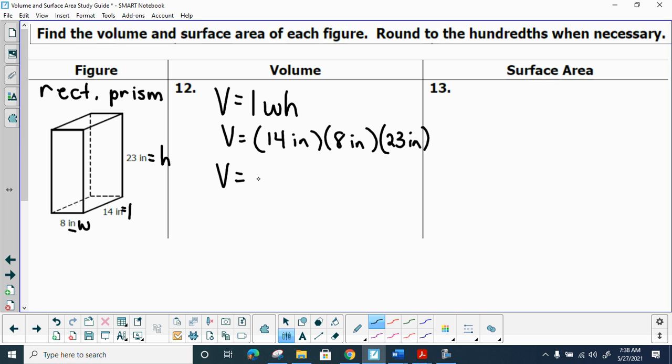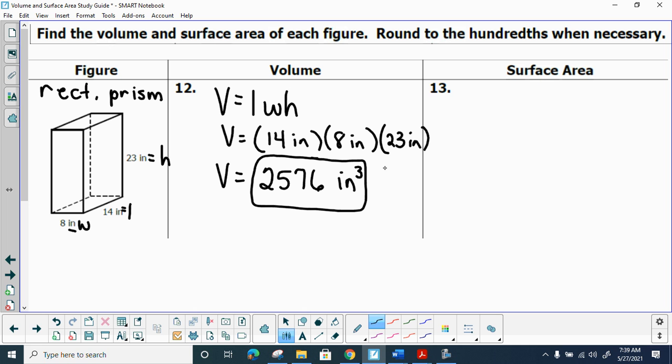And we get a volume of 2,576 cubic inches. That's how many little cubes would fit in that box. That's the space inside. Now, surface area is like if we could take this box and unfold it or cut it apart into rectangles, how much area in each rectangle, I'll add it up.